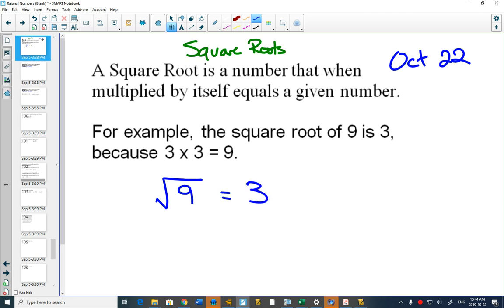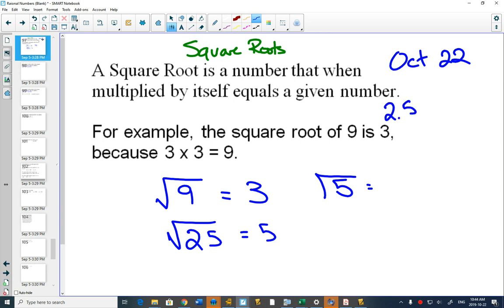3. Some of them are easy. Some of them we need a calculator for. For example, I'll do another one, see if you can figure out square root of 25. 5. But what about the square root of 5? 2.5. Check out your calculator.